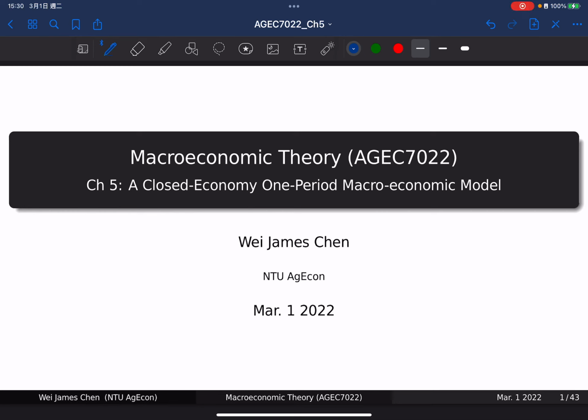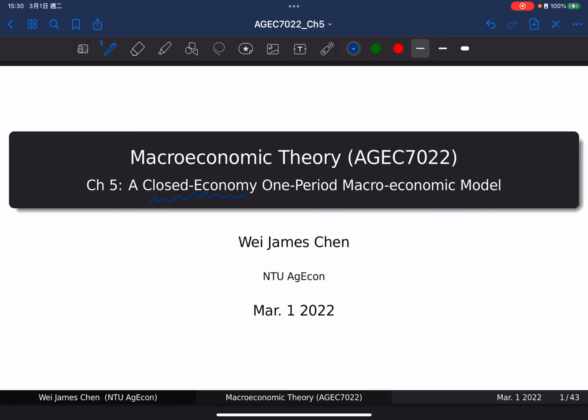Okay, so from this class on, we're gonna start chapter 5. Chapter 5 is titled A Closed Economy One-Period Macroeconomic Model. There are two key terms here. One is closed economy.